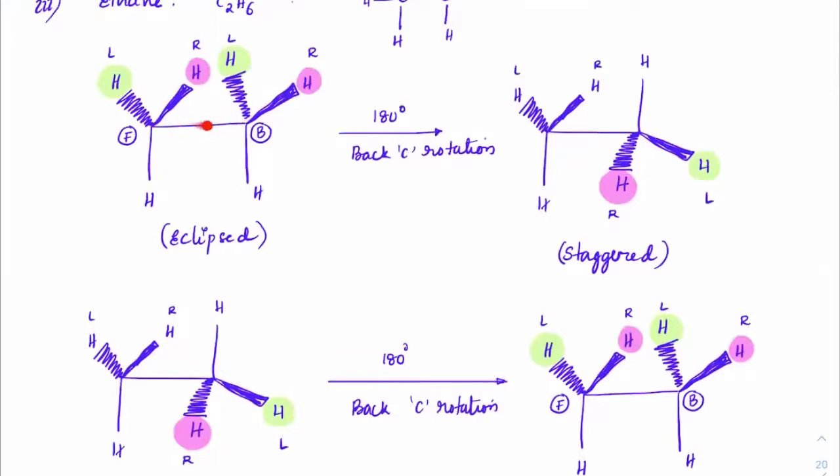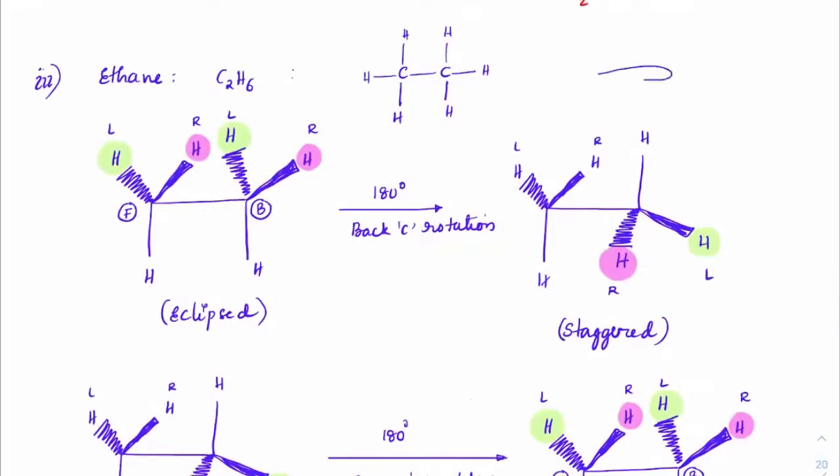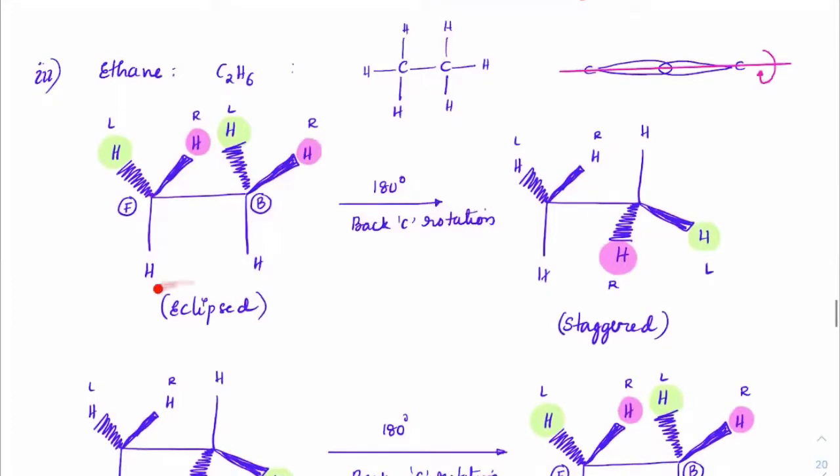This carbon-carbon bond is a single bond. This carbon is sp3 hybridized, this carbon is also sp3 hybridized, and both of them are falling on the internuclear axis. On the internuclear axis, if there is only a single bond, it is easy to rotate, so there won't be any problem in rotation. So this bond can be easily rotated, and all these groups can move. If I make a 180 degree movement, I will convert an eclipsed form to staggered, or a staggered form into eclipsed form.